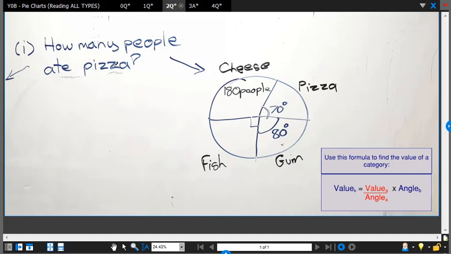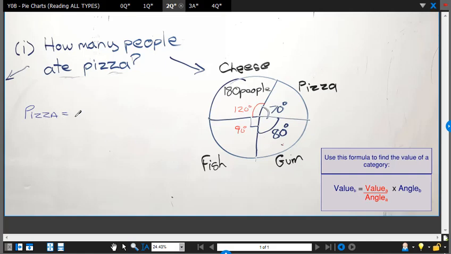Okay, so we're looking for how many people ate pizza. So let's do it. Pizza. So you should have had pizza equals value. Well, what value do we know? We know that's 70. We know this is 90 degrees. 70 and 80 is 150 plus 90 is 240 degrees. So that means this angle should be 120 degrees.